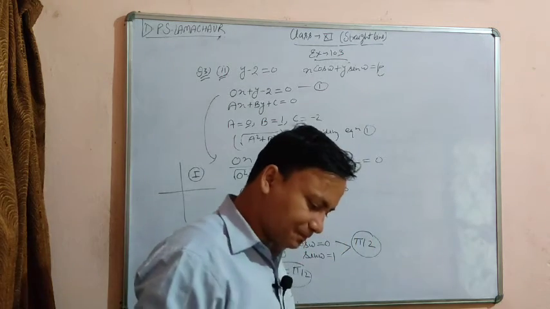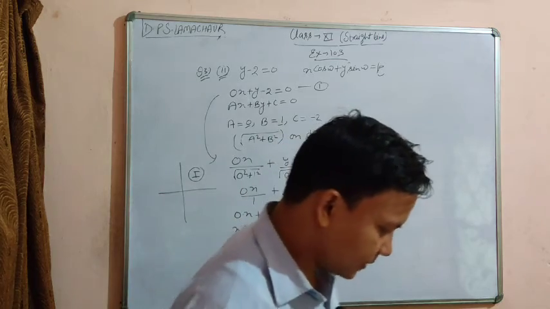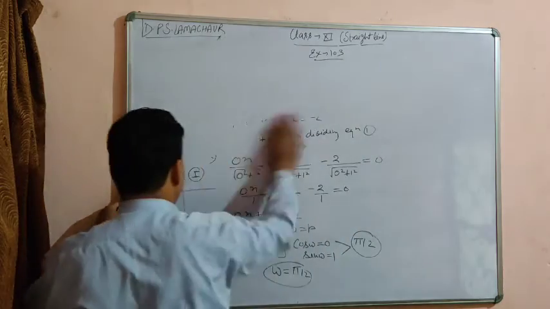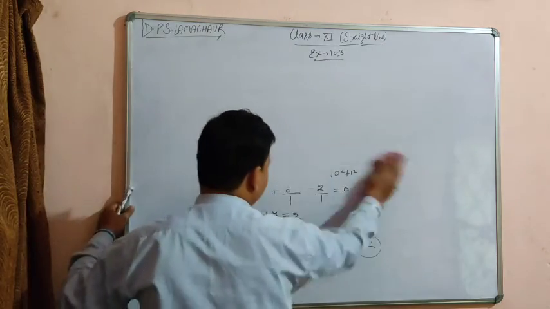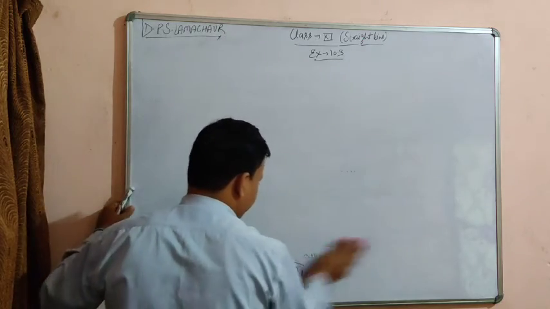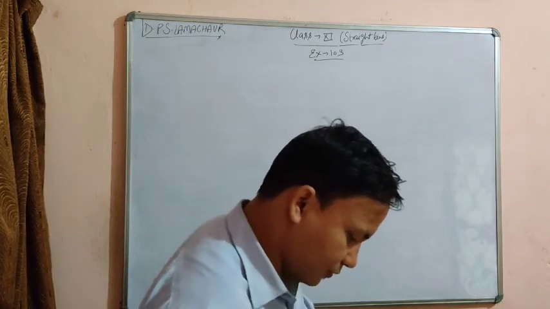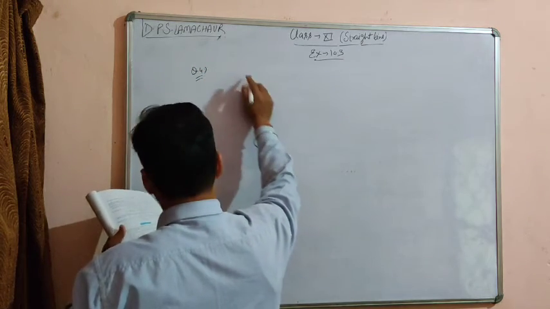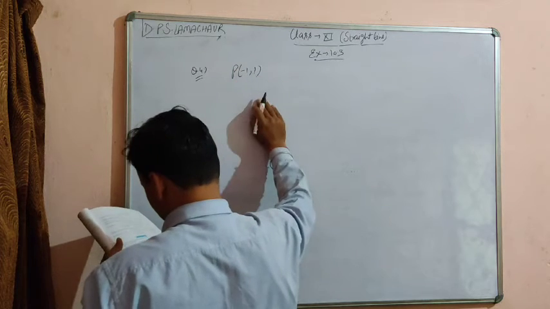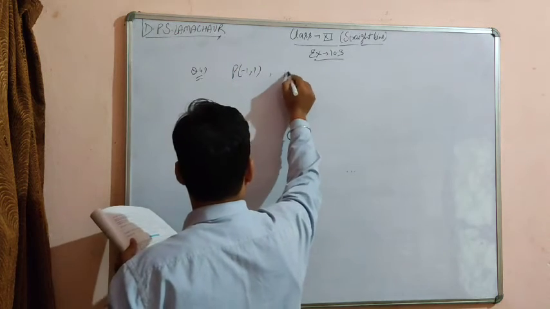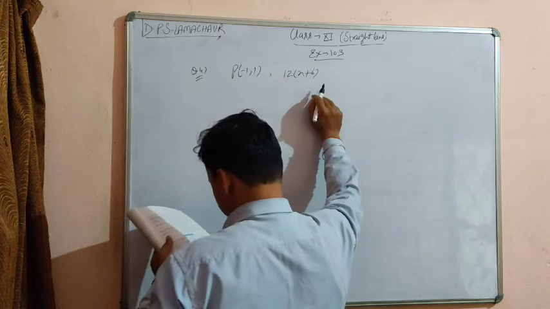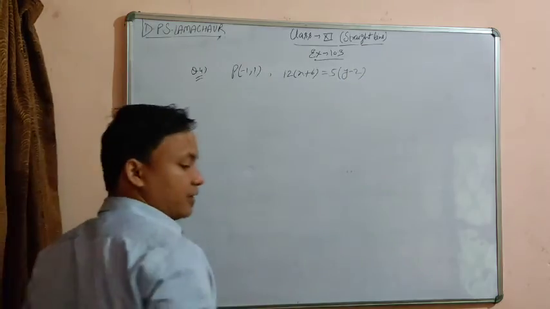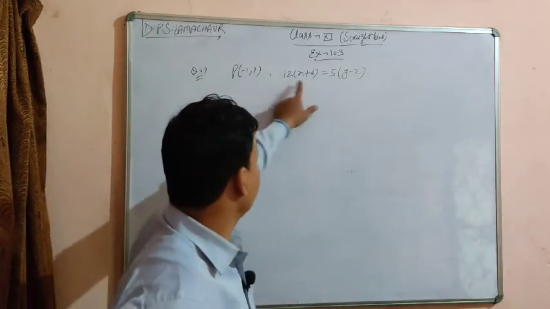So the next question, number 4: find the distance of the point from the line. We have been given a point and a line, and we have to find the distance of the point from the line. Find the distance of the point minus 1 comma 1 from the line. The line is given as 12x plus 6 equal to 5 times y minus 2. This is the straight line and we need to find the distance between this line and this point.